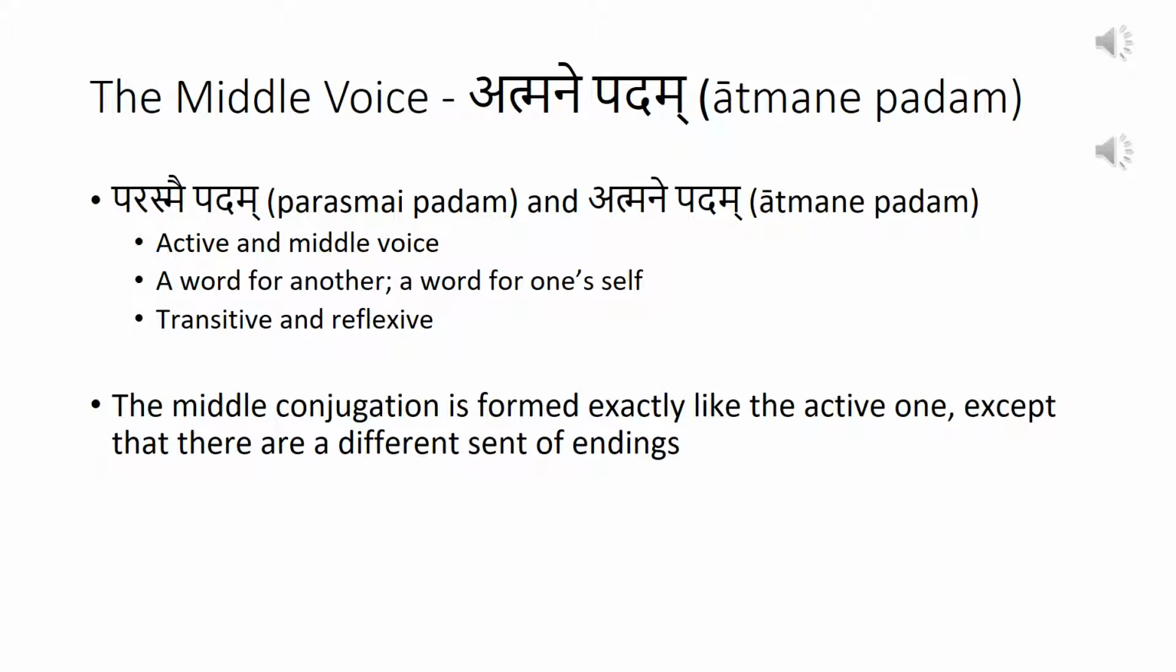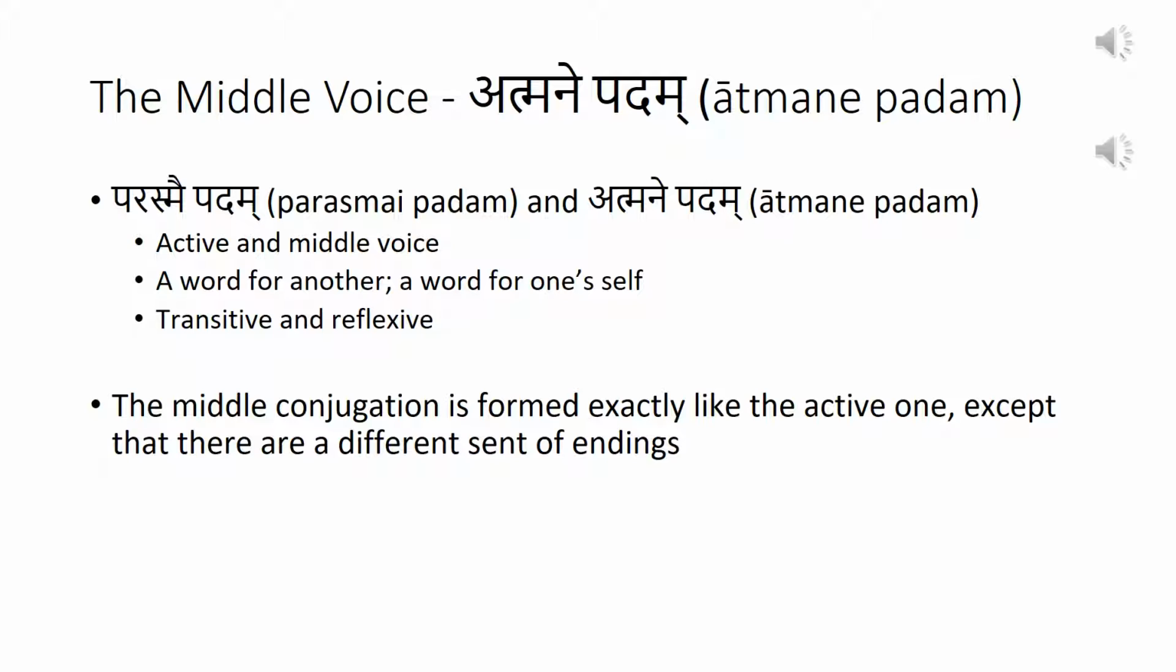In lesson 1, we encountered the terms parasmai padam and atmane padam, the active and the middle voices respectively. Originally, the parasmai padam was employed when the action of the verb was directed at another person other than the subject. That is, the action of the verb was transitive. The atmane padam or the middle voice was employed when the action was directed at the self or the subject itself. That is, the action of the verb was reflexive.